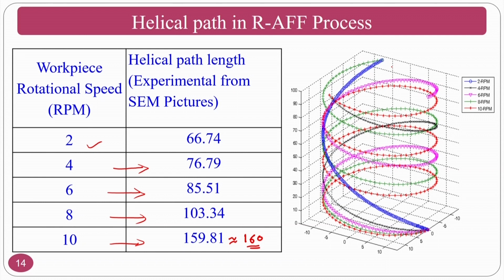If your RPM is less, that is blue, only one arc is there, and if you increase it, you can see for the same unit time, the red one is 10 RPM, the pink one is 6 RPM, the green one is 8 RPM, the black one is 4 RPM, and the blue one, as you know, is 2 RPM. So, the helical path length will increase.